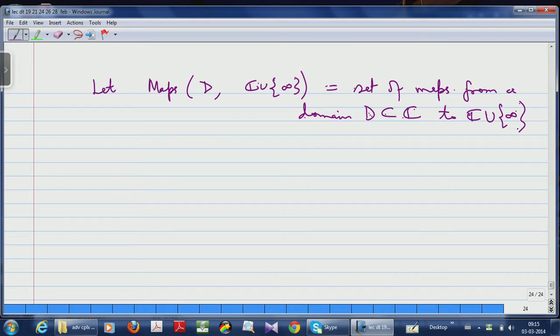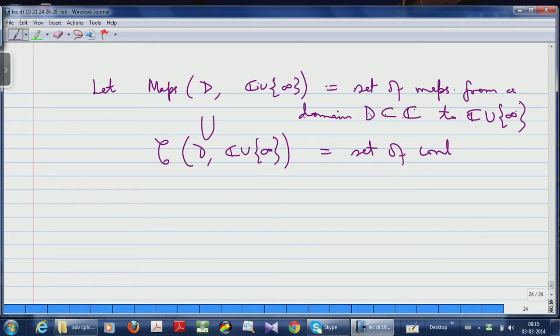And so what I am going to do is, there are many subsets of this which I am interested in, so let me write them down. Inside this is C of D, C union infinity. And what is this? This is the set of continuous maps. When I say this is a set of continuous maps, I am looking at all those maps which are continuous from this domain D to C union infinity.